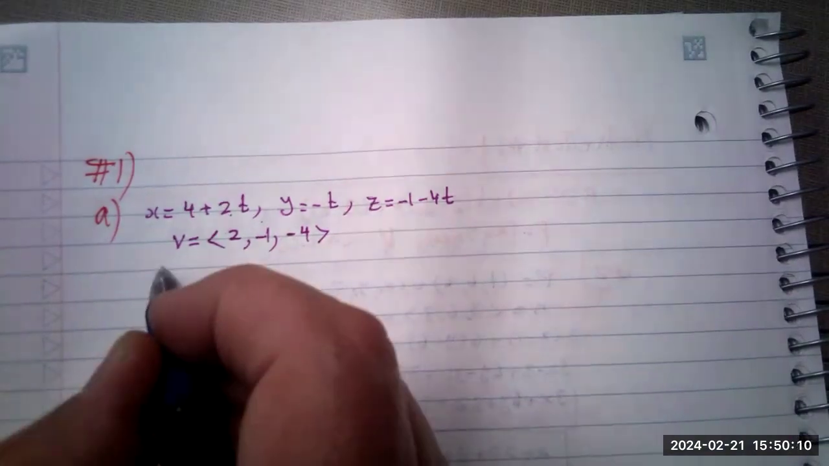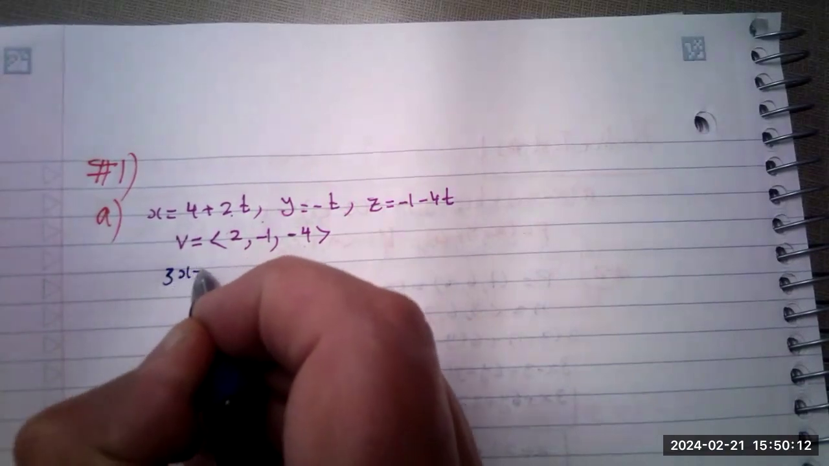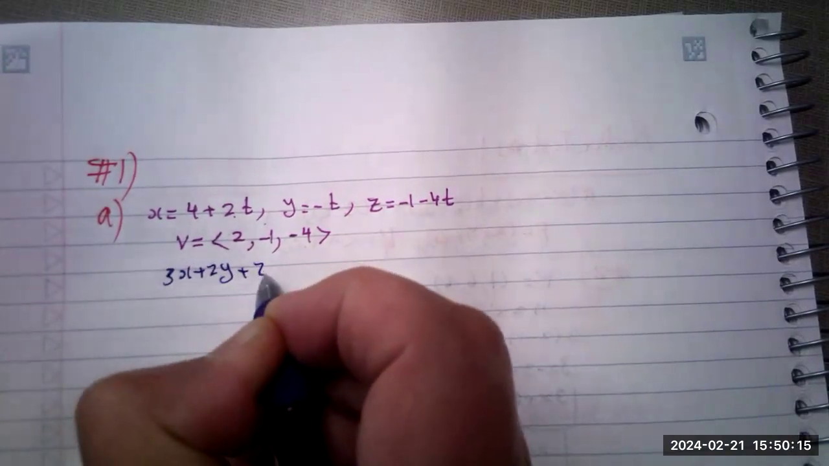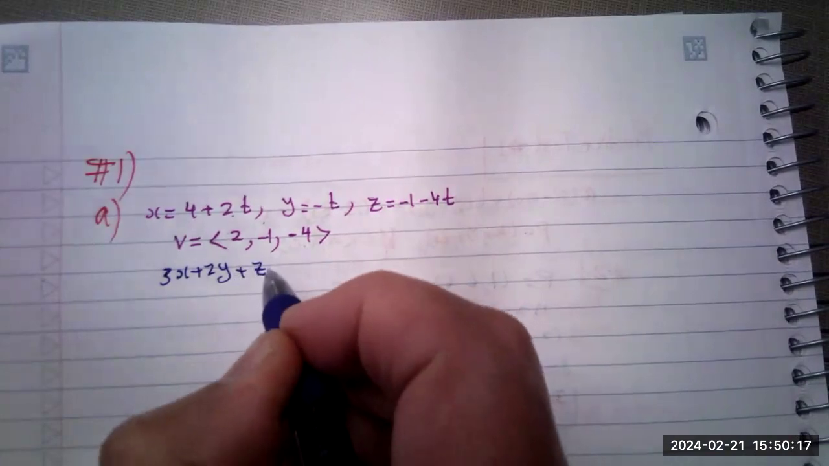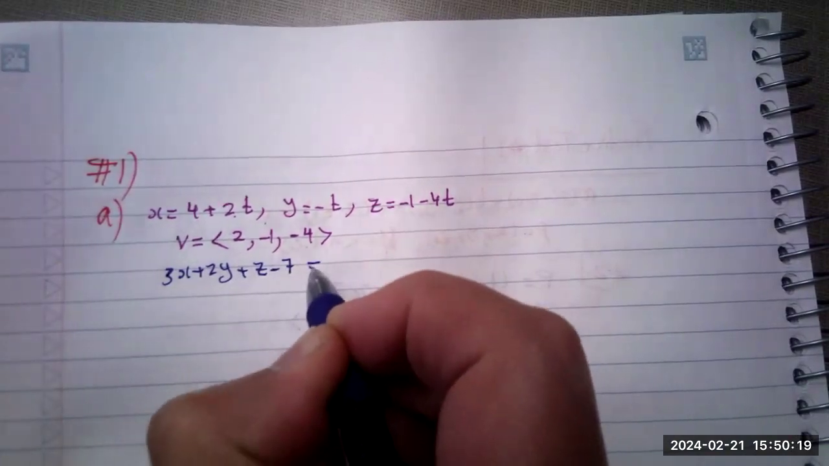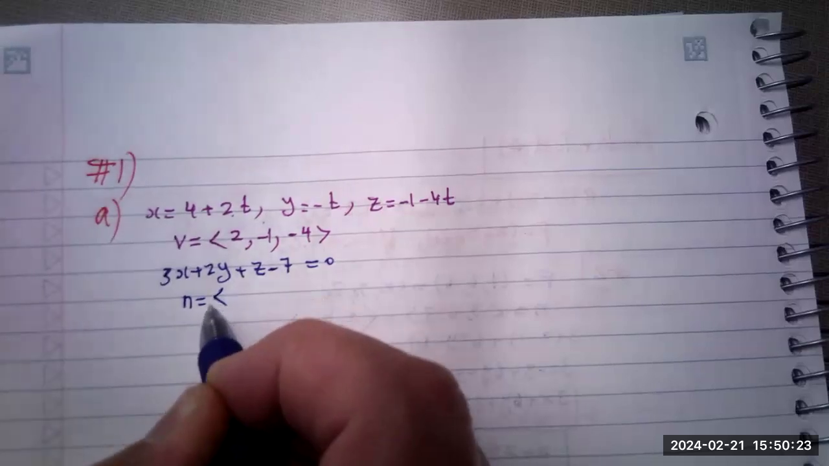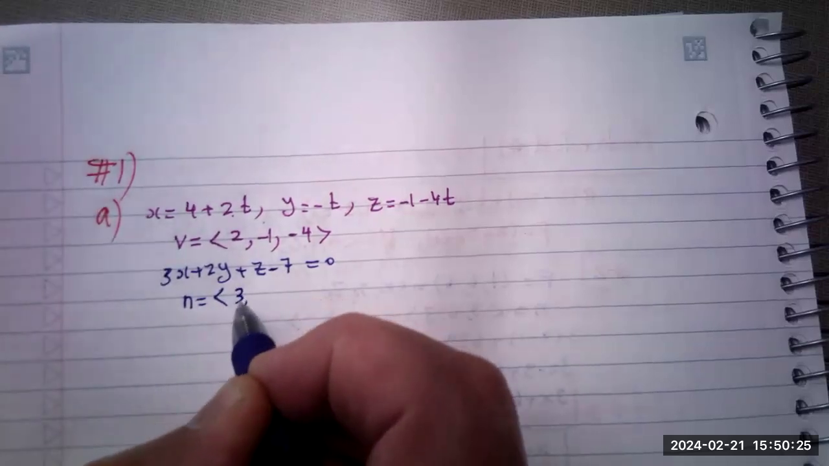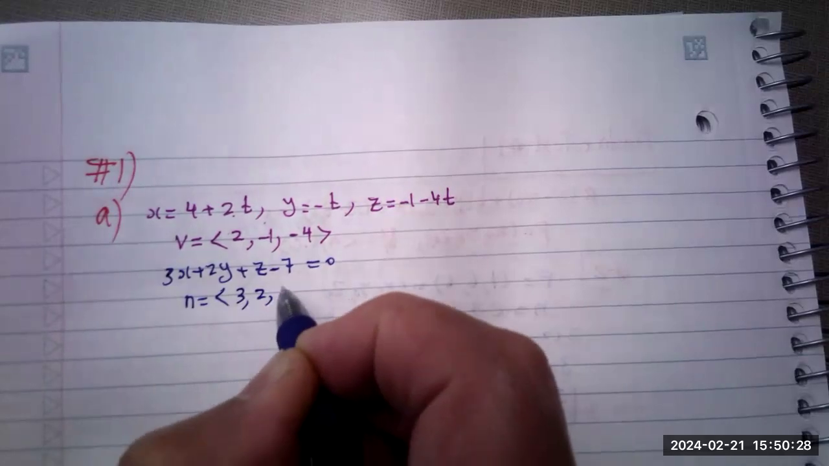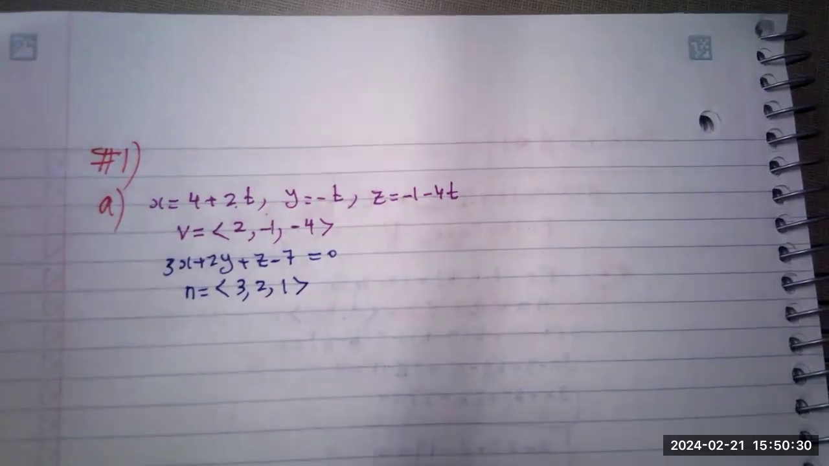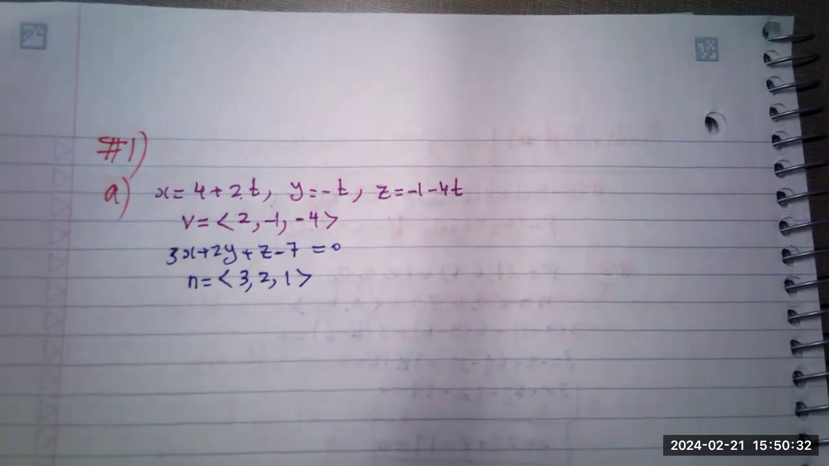Now the plane. In the case of the plane, you have 3x plus 2y plus z minus 7 equal to 0. So this is the normal vector. The normal vector is going to be 3, 2, and 1. This is the one that you're going to have.